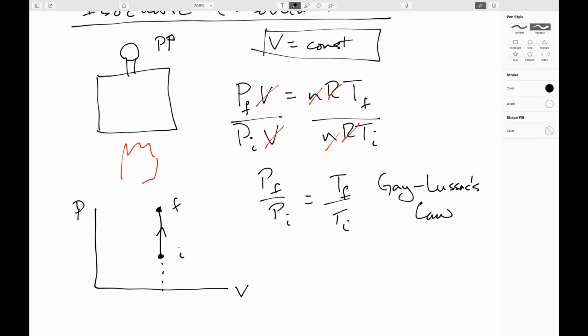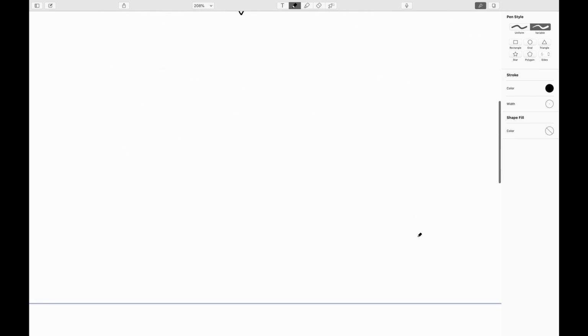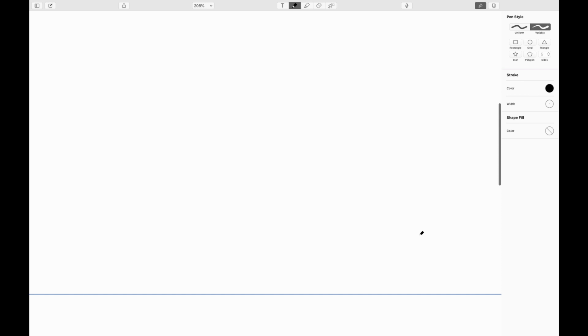Okay, let's take a look at another process. This one would be an isobaric process.